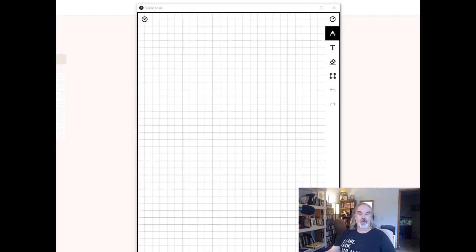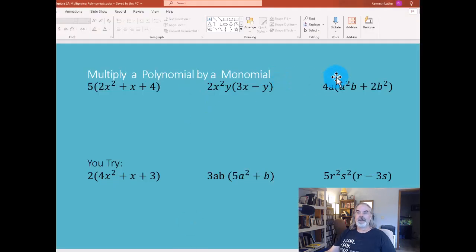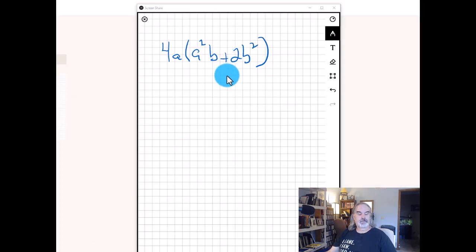All right, one more from this page, I believe. The last one we're going to look at is 4a times a squared b plus 2b squared. I'm going to see if I can rattle this off a little quicker. This 4a times the a squared b: it looks to me like the 4 has no partners, but the a is going to multiply the a squared to make a cubed, and this poor lonely b doesn't get multiplied by anything. Poor guy.